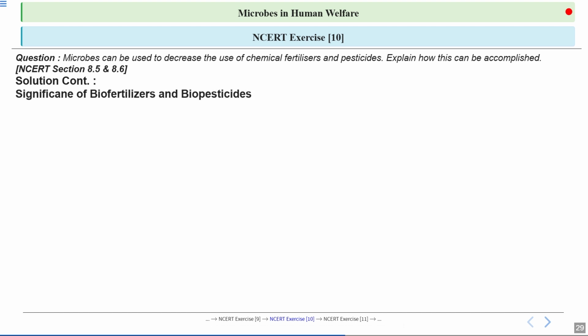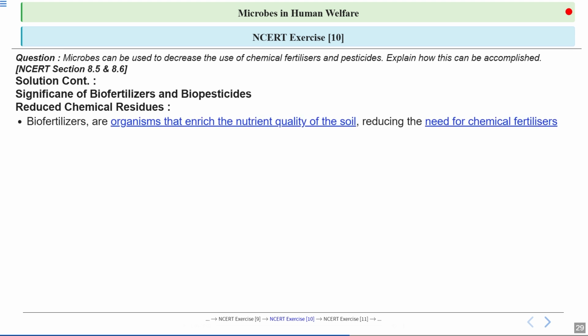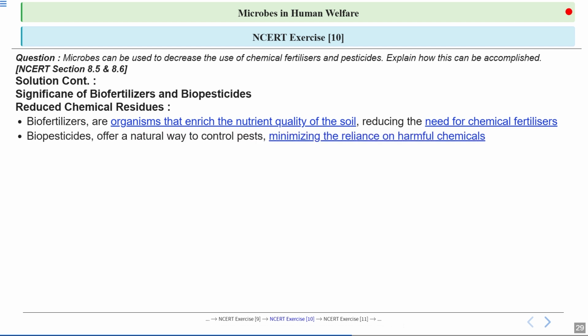What is the significance of biofertilizers and biopesticides? First of all, reduced chemical residues. Biofertilizers are organisms such as bacteria, fungi, and blue-green algae, cyanobacteria, that enrich the nutrient quality of the soil. They enhance soil fertility as well, and they reduce our dependency on chemical fertilizers. Biopesticides offer a natural way to control pests, minimizing the reliance on harmful chemicals.